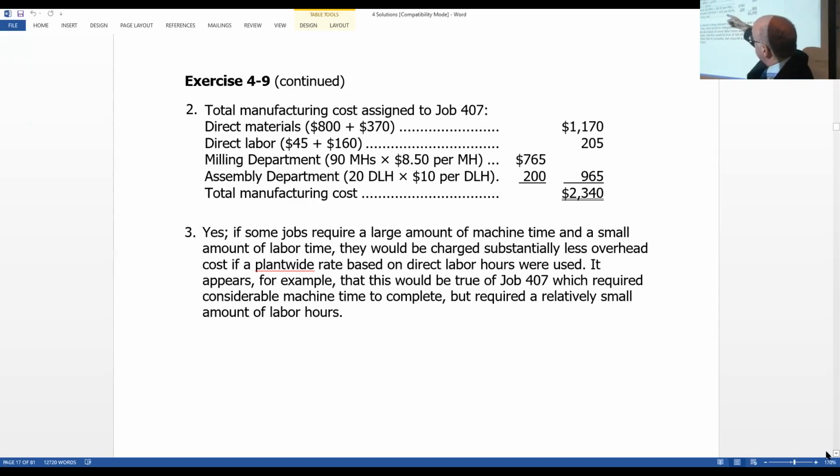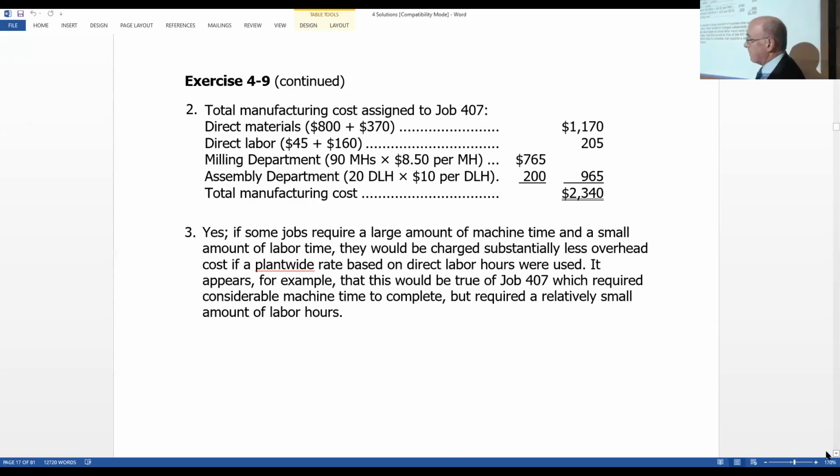So we have direct materials, 800 plus 370 for the 2 departments. And direct labor, 45 plus 160. Those are both given. And then here, this is really the only complicated part. In the case of milling, we use machine hours. That was 90, times the $8.50 we determined. And then the assembly department, $10 times 20, because they use 20 direct labor hours. And some of those too, then 965. So we have the 3 manufacturing costs, direct material, direct labor, and overhead. And that's what we get, 2,340. That's the total manufacturing cost.